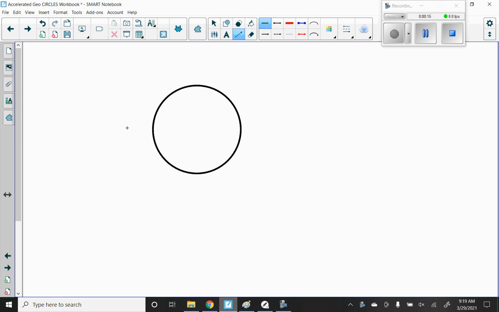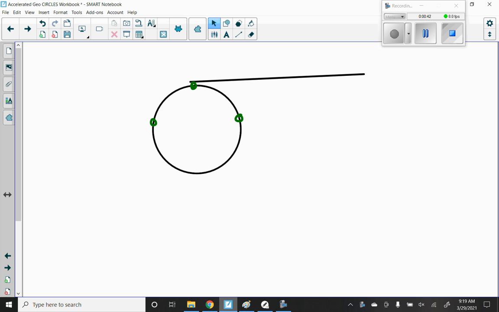Okay, so a tangent hits a circle only once. So the line you see on the screen is not a tangent because it hits here and here. So a tangent could look like this. It hits a circle only once. Okay? It could go through the circle. It could also start or end at that point of intersection. Okay, so that's a tangent.